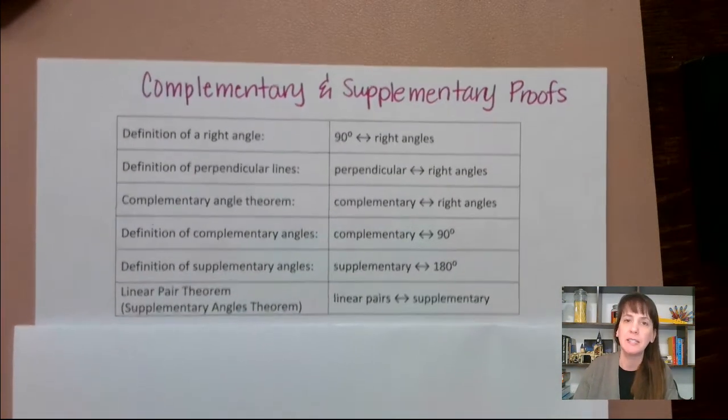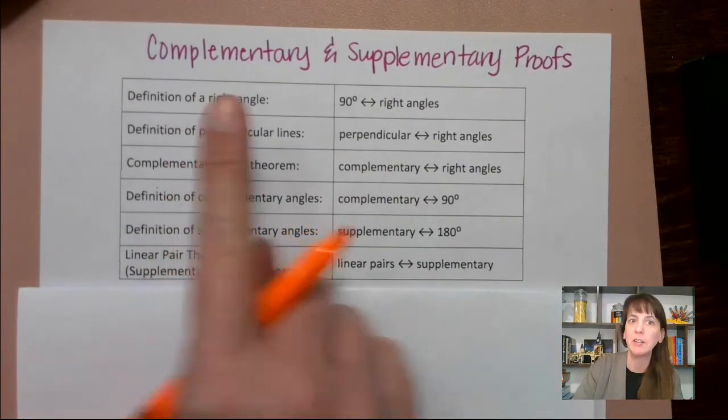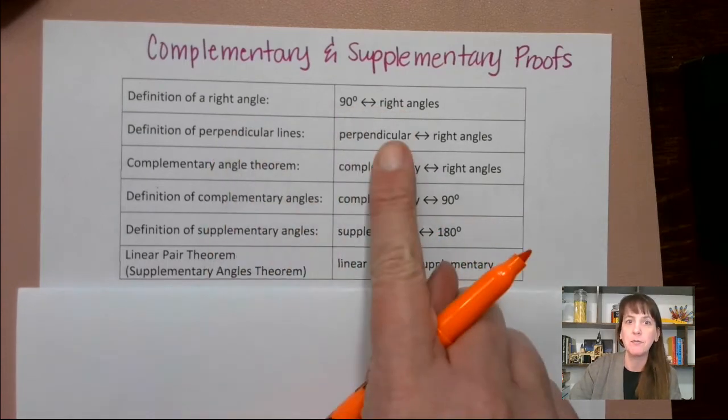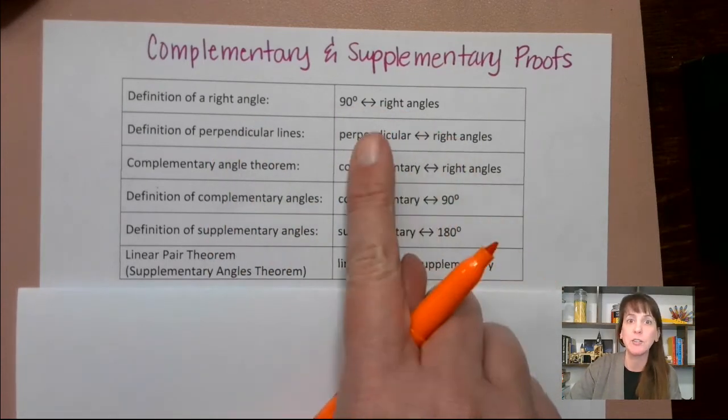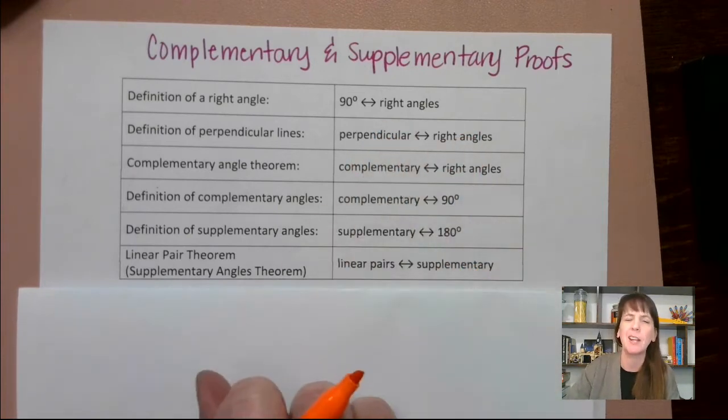Pause the video, write these down so that you have them. And what I mean by these is definition of a right angle. If you see 90 degrees or right angle, they're interchangeable. Definition of perpendicular lines, if you see perpendicular, it's interchangeable with right angle. So you cannot do perpendicular and 90 degrees, you have to do perpendicular and right angle. That'll make more sense in a minute.